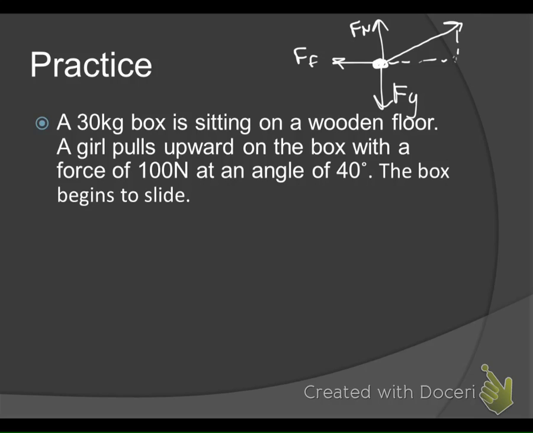Okay, so she's pulling upward on the box with a force of 100 newtons at an angle of 40 degrees. So 100 newtons is telling us that this force right here is 100 newtons, but it's coming at an angle of 40 degrees. So we can't work with this angle, right? We have to work with force applied Y and force applied X.